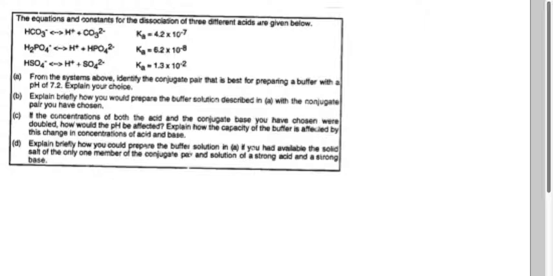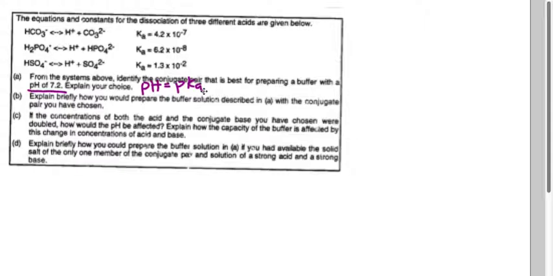From the systems above, identify the conjugate pair that's best for preparing a buffer with a pH of 7.2. Now, when we say best for preparing a buffer, we probably want to go ahead and make an effective buffer. So tell me, thinking of Henderson-Hasselbalch, what does it mean to be an effective buffer? The same concentration? So what does that do to Henderson-Hasselbalch? He said the same concentration of acid and conjugate. Correct. Exactly. So our Henderson-Hasselbalch is just this. Right there, you've answered your question.